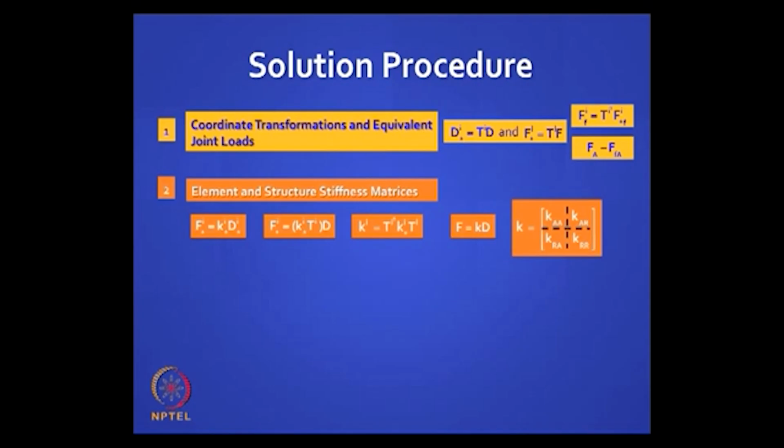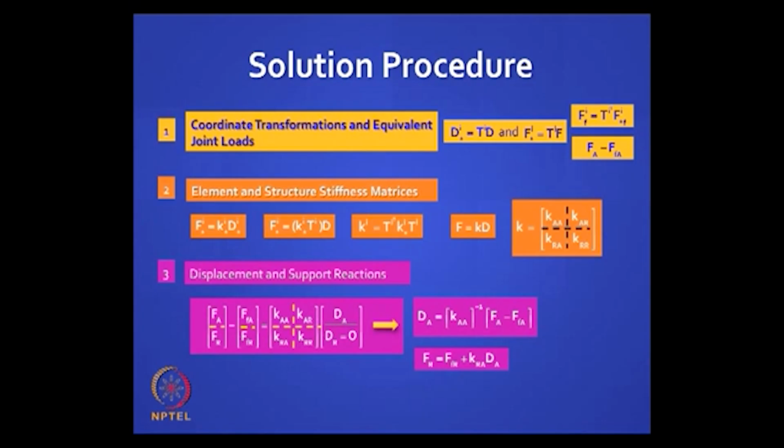What is the next step you need to do? You have got the equation, so you find the solution, find the displacements and the support reactions. You have two equations, you can solve for those two equations. You will find that in these two equations, there are no support movements given in this problem, so this is a null vector, this part.